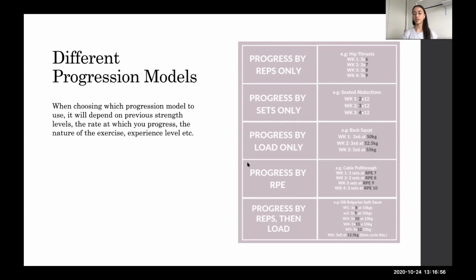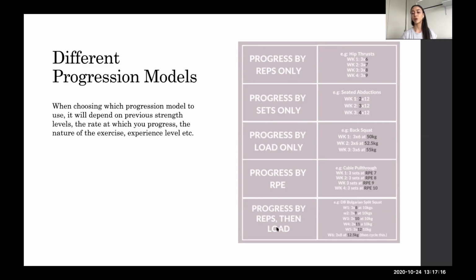And then looking at progressing by the RPE. We've got a cable pull through, working at 3 sets, 3 sets, 3 sets, but progressing that RPE: RPE 7, 8, 9, 10. And a cable pull through is a pretty safe exercise to take to an RPE 10, especially being the last week of the block.